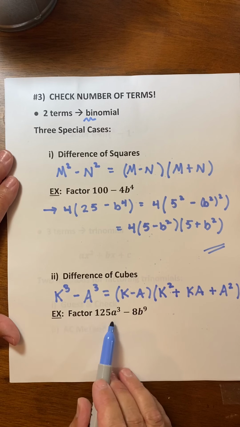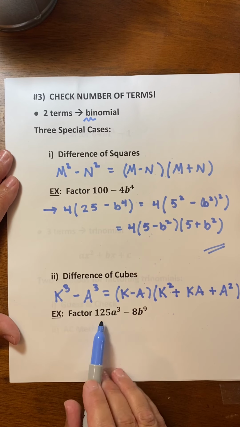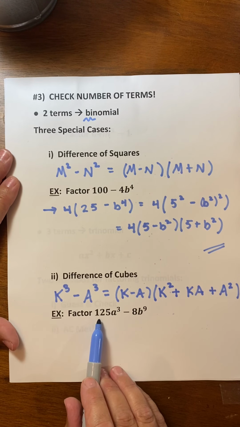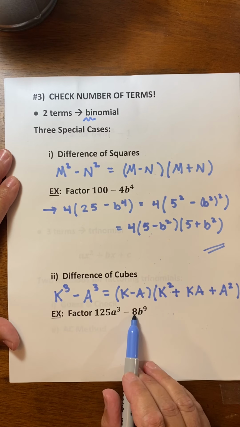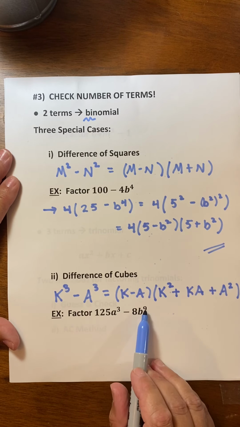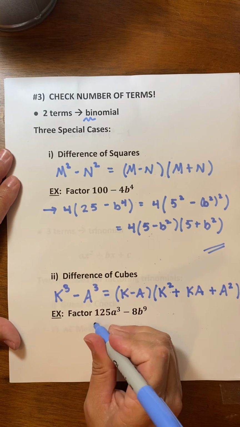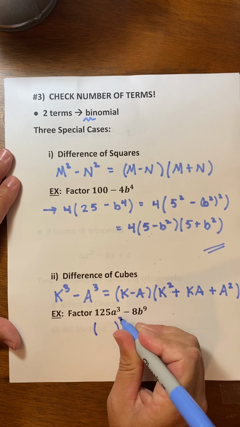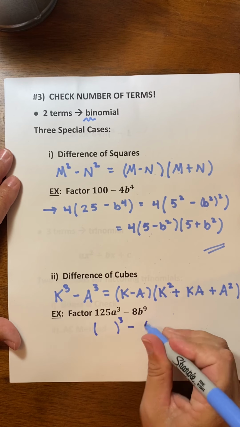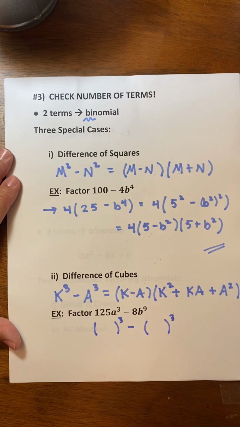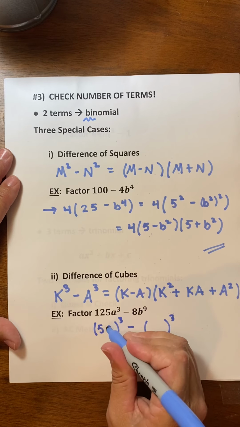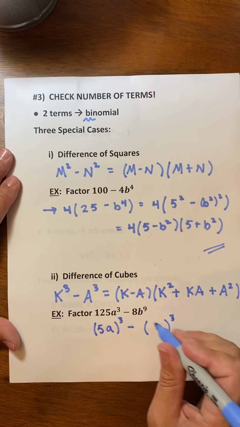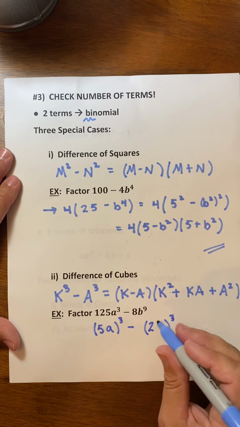So 125a cubed minus 8b to the 9th. I recognize 125 as a perfect cube number. I have a cubed. 8 is 2 cubed. It's a cube number. And b to the 9th can be written as something cubed. So let's do this. What can I put in the parentheses and cube it here? And what can I put in the parentheses here and cube it? Well, 125 is 5 cubed. And then we just have a. 8 is 2 cubed. Now we have b's.